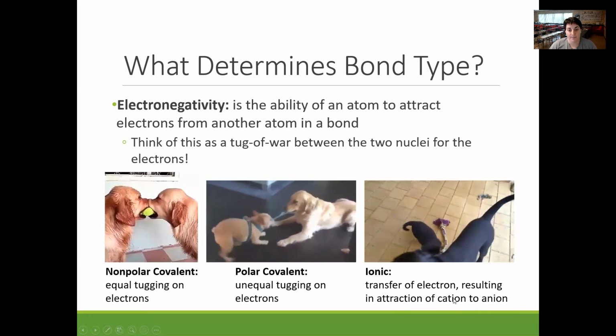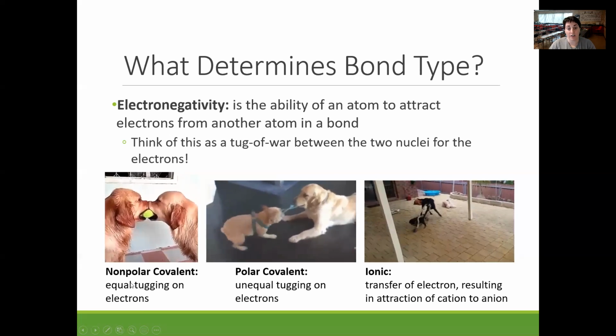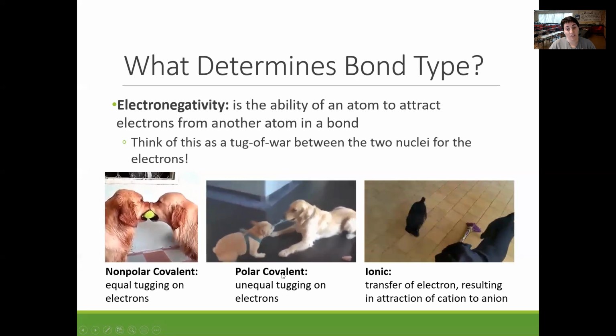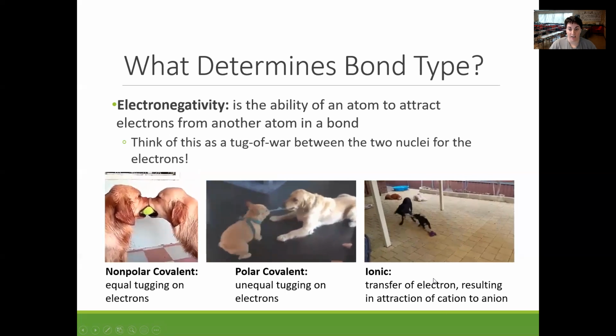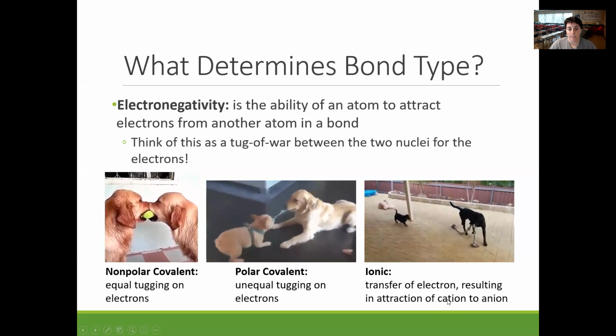That's an ionic bond. So nonpolar covalent equally shares the electrons. Polar covalent is unequal, but it's still sharing. And ionic is complete transfer of the electrons. And all of this is due to the electronegativity.